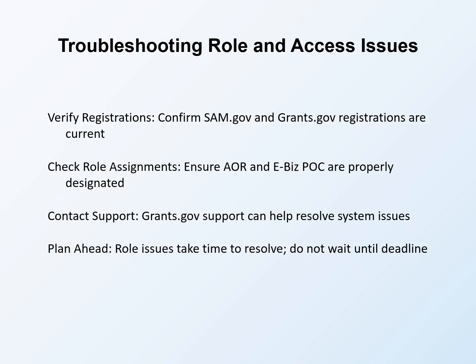Troubleshooting role and access issues requires systematic verification and adequate time for resolution. Verify registrations first when access problems occur. Confirm your sam.gov registration is current and not expired. Verify your Grants.gov account is active and properly linked to your organization. Expired or incomplete registrations cause access failures.